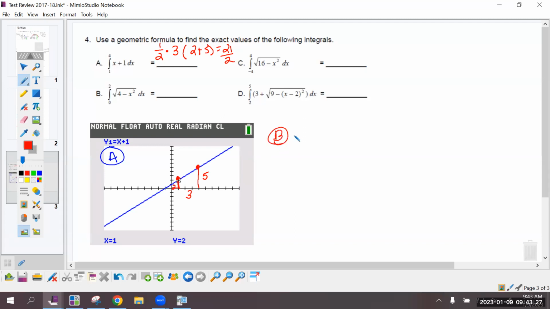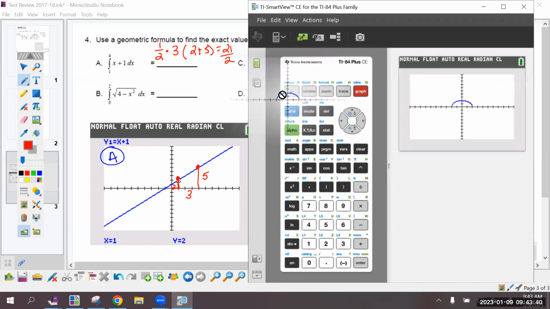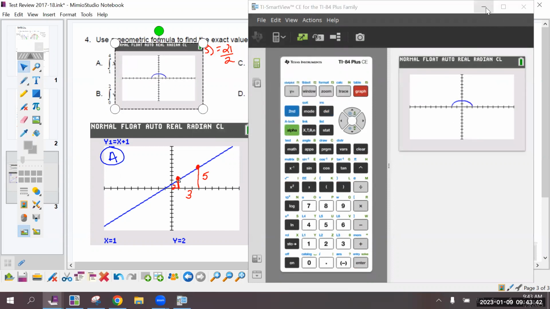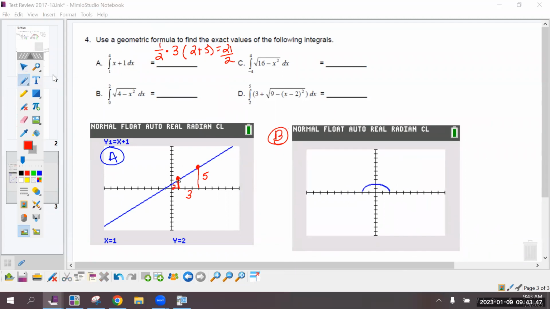All right, let's graph B. Semicircle. And this integral is from 0 to 2. So here's 0, here's 2. So this is a quarter circle. So it's a quarter pi r squared. And the radius is 2. So that's a quarter pi times 4. So that's just pi.